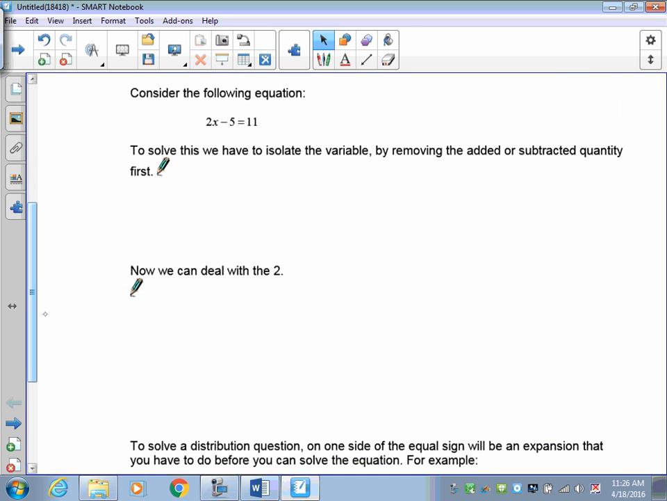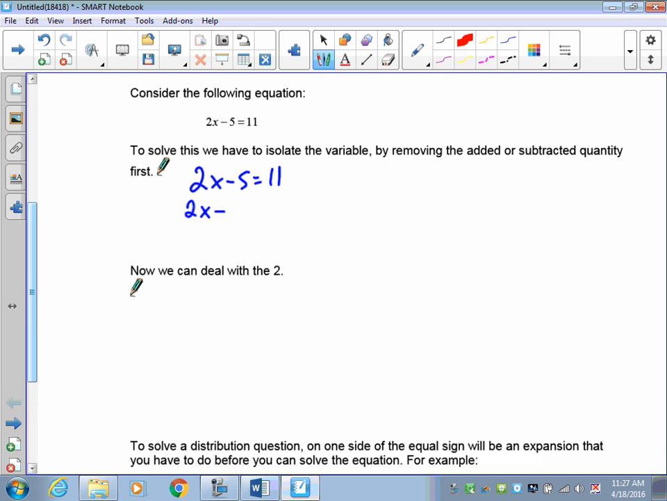Consider the following equation: 2x, or 2 times the number, decreased by 5. To solve this, we have to isolate the variable by removing the added or subtracted quantity or component first. So I've got to get rid of the negative 5. We start out with 2x minus 5 is equal to 11. I've got to get rid of the negative 5. That means I've got to add 5 to both sides.